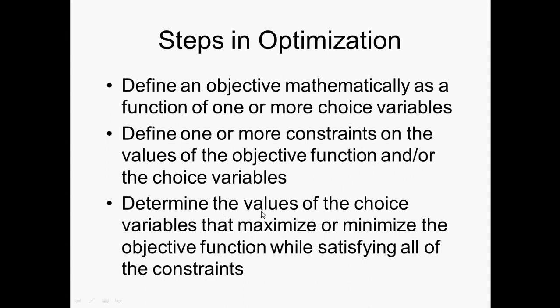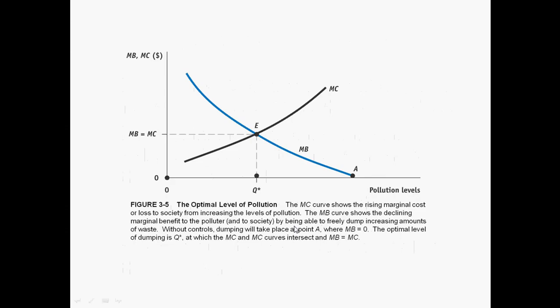And then what you want to look for is the value of the choice variables that maximize or minimize the objective function, depending on whether the objective function is something good or bad. The objective function might be cost, in which case you want to minimize it, or it might be profit, in which case you want to maximize it, while satisfying all of the constraints. So it has to be feasible, and has to maximize the objective function by choosing the choice variables. That's optimization in general.